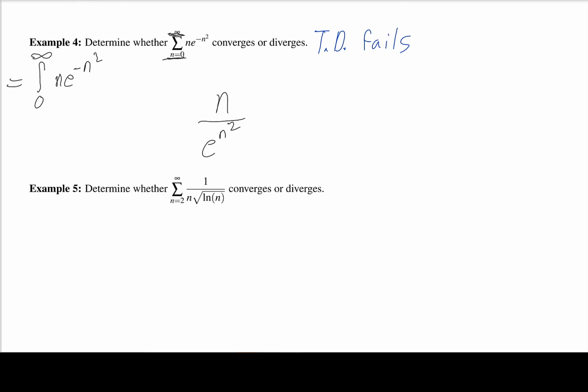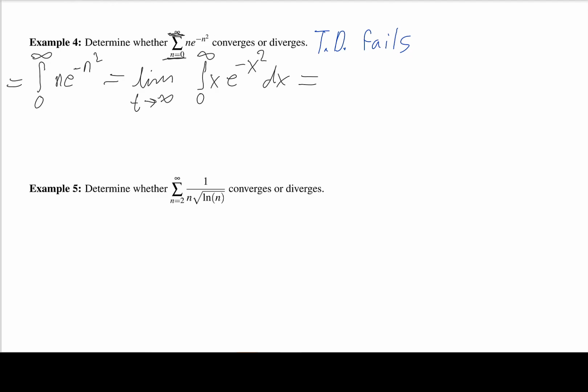And on top of that, this will be decreasing because, like we said, the denominator grows a lot faster than the numerator. Okay. So now we've verified that we can use the integral test. So we can rewrite this as the limit as t goes to infinity of the integral from 0 to t of x e to the negative x squared dx.